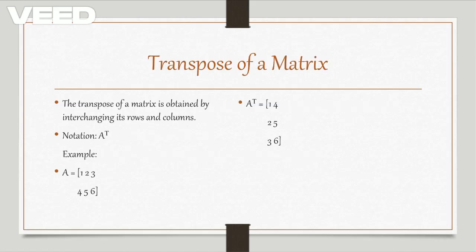Now, this is the transpose of a matrix. How do we perform the transpose? For the transpose, we have to interchange rows and columns. Like here we have the example A is 1, 2, 3 and 4, 5, 6.